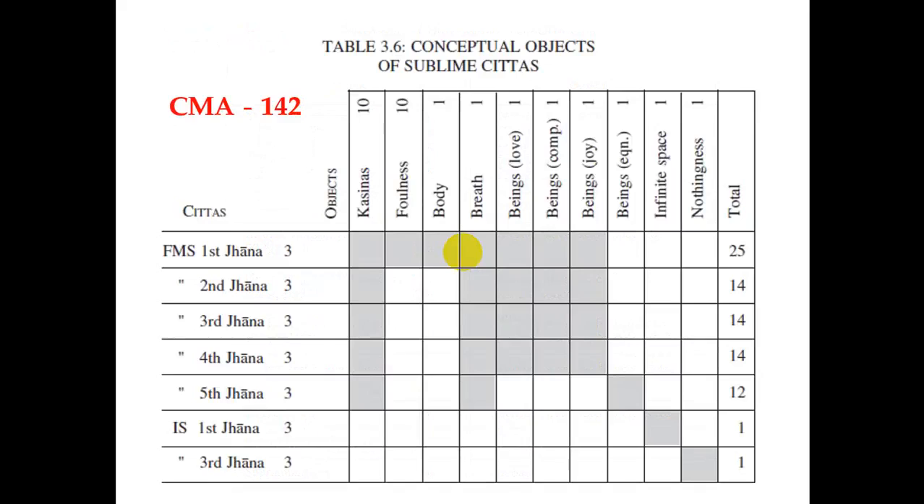CAM, page number 142. Here, the 5 material sphere first jhana cittas can take 25 objects. As you all know, we have 40 meditation methods. Among them, these are concepts.